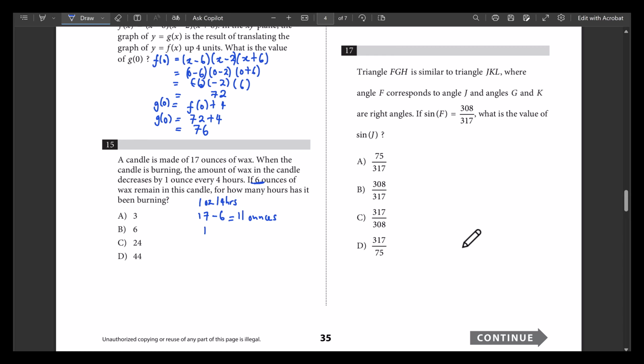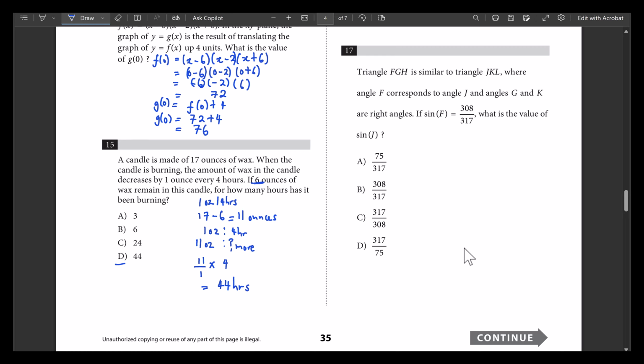Using our proportion, we're going to say 1 ounce is to 4 hours. How about 11 ounces? We're going to get a bigger number, hence more hours. And then we say 11 over 1 times 4 hours, and we get 44 hours. This is the time that the candle burnt, and the answer is D.